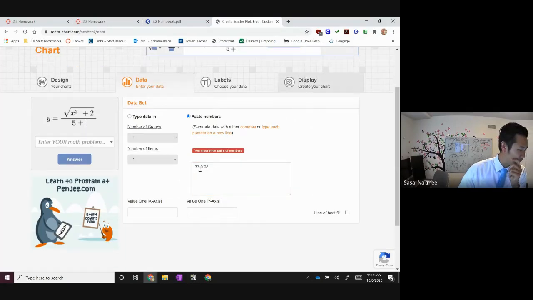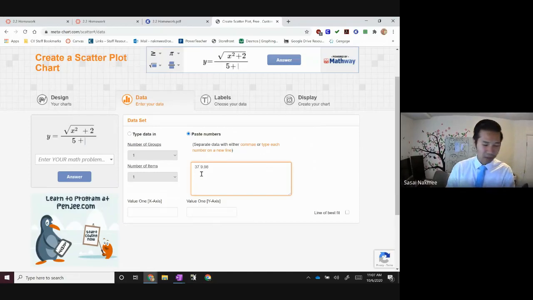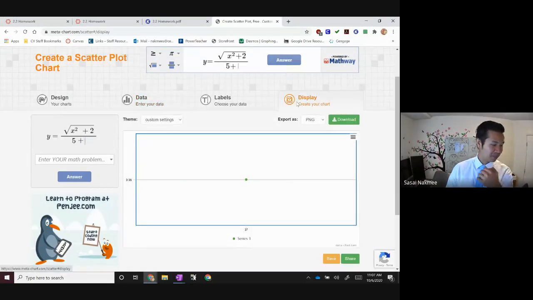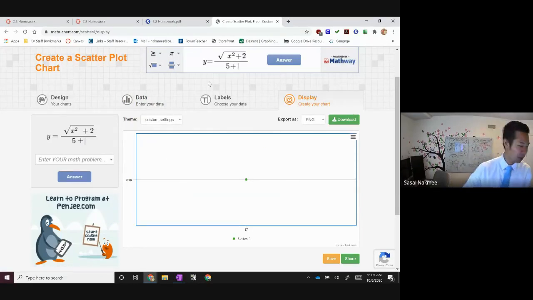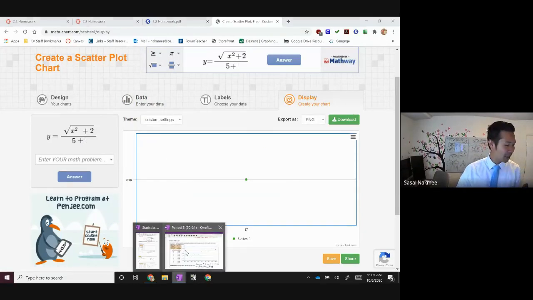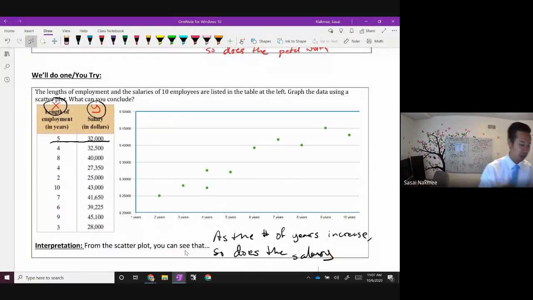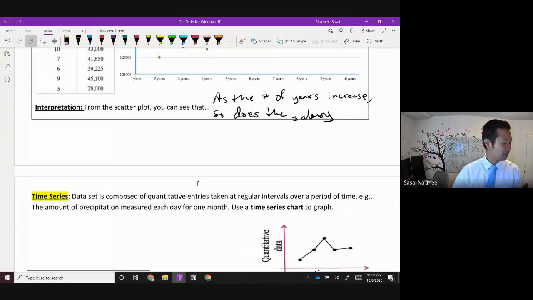Yeah, you must enter pairs. So it needs a comma between them. So you have to go in there and actually input a comma. And then it'll have that dot for you. Anyways, I'm getting sidetracked here. So that's how you make a scatter plot. You don't have to do it perfectly like that, but that's just how you use that site to do it for you. Okay? So that's a scatter plot. And yeah, that's it.